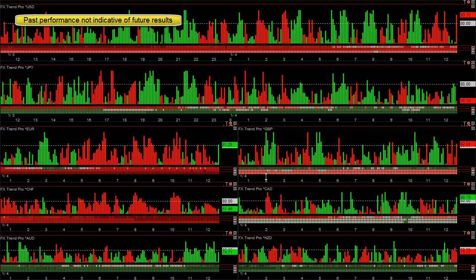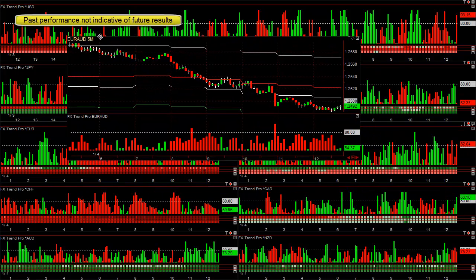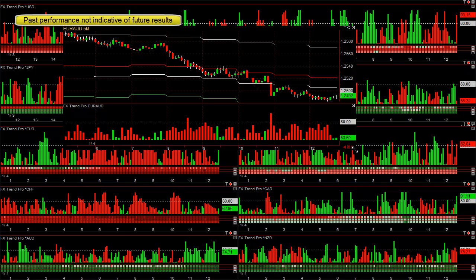Let's look at the Swiss. Very weak, and the yen is very strong, so you would want to sell the Swiss yen.